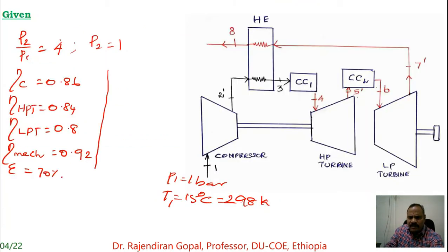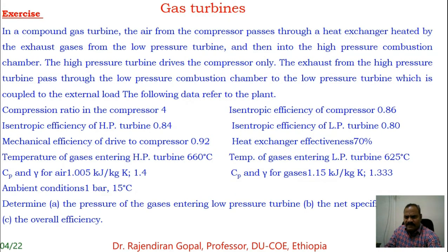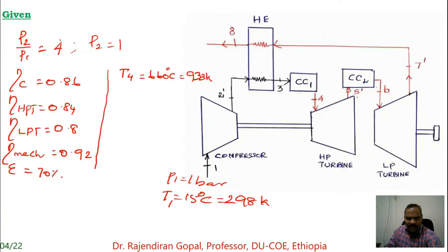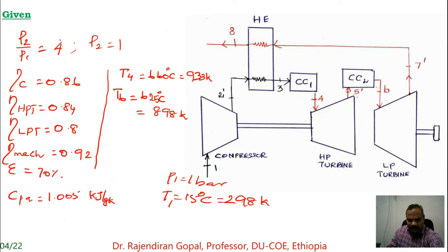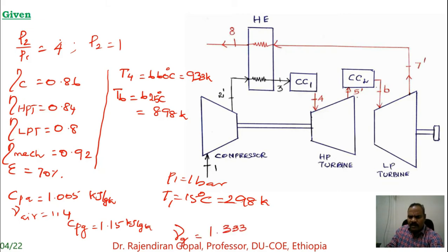Temperature of gases entering high pressure turbine, T4, is equal to 660 degrees centigrade, that is equal to 933 Kelvin. Temperature of gases entering low pressure turbine, T6, is equal to 625 degrees centigrade, that is equal to 898 Kelvin. Gamma of air is equal to 1.4, Cp of gases is equal to 1.15 kilojoule per kg Kelvin, gamma of gas equal to 1.333.